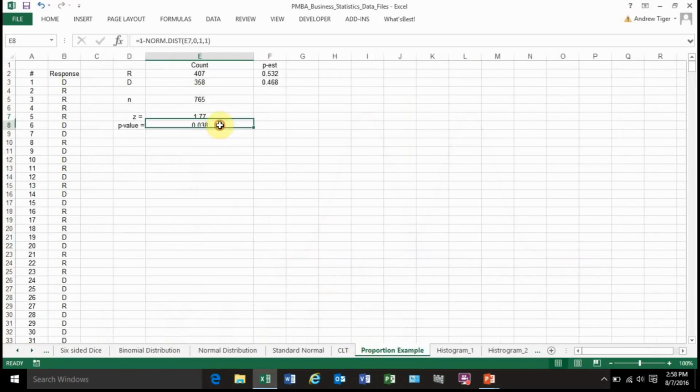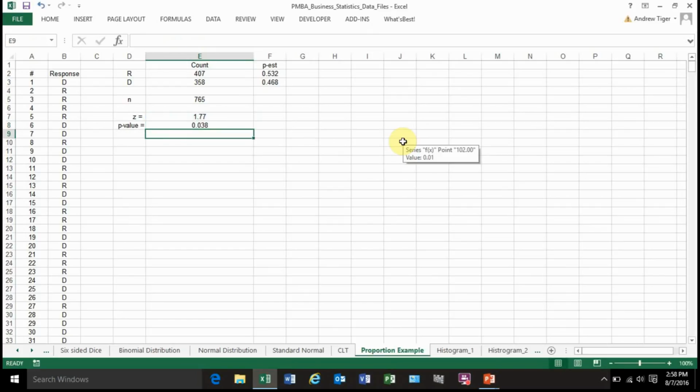The area to the right is 0.038, which you can see we calculated by taking 1 minus NORM.DIST. Our value on the x-axis, or the z-axis, is 1.77. The mean is 0, standard deviation is 1. And when you use those formulas, you calculate a p-value of 0.038.